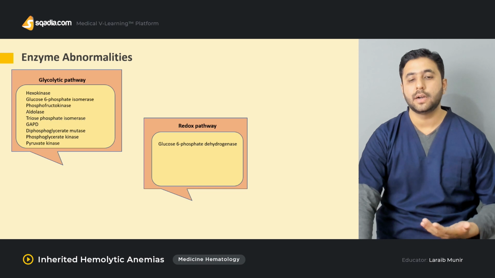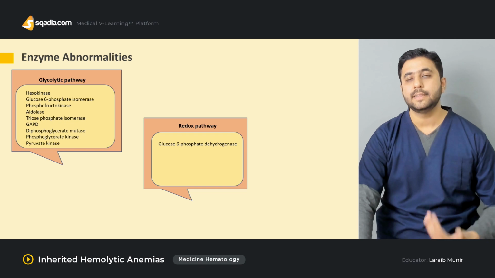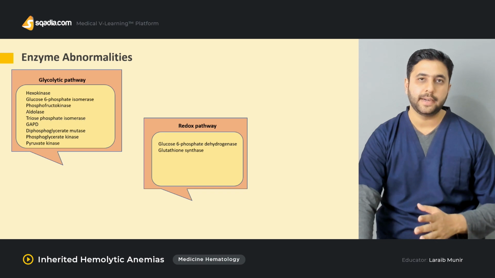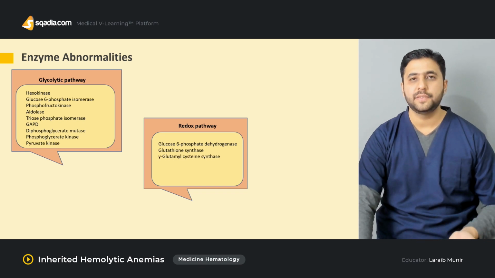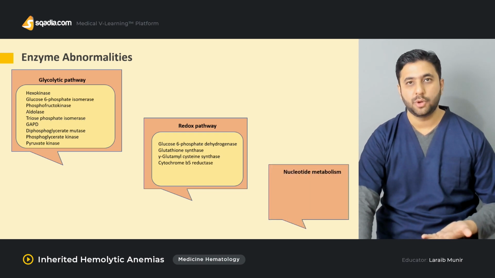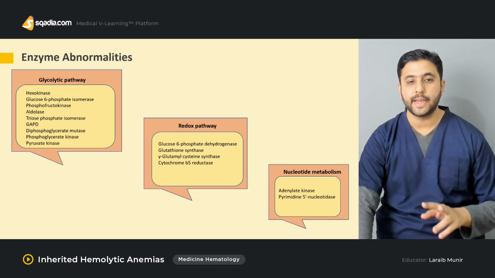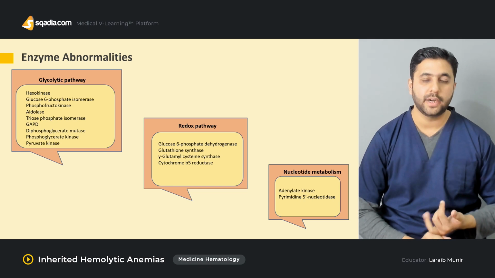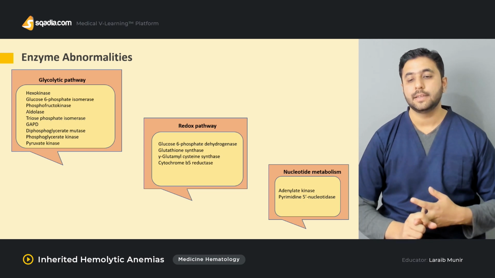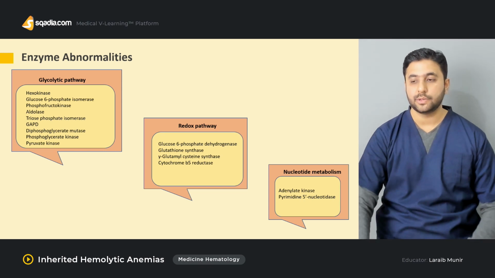The important one here to remember is the glucose 6-phosphate dehydrogenase enzyme, because this is the most common and these lead to all the problems. The other enzymes are basically complementing the pathway, and their deficiency is either very rare or not clinically evident. Another one is the nucleotide metabolism. The important enzyme here to remember is the pyrimidine 5 nucleotidase enzyme. So these three enzymes, pyruvate kinase in the glycolytic pathway, glucose 6-phosphate dehydrogenase in the redox pathway, and pyrimidine 5 nucleotidase in the nucleotide metabolism, are the major enzymes which we are going to discuss.